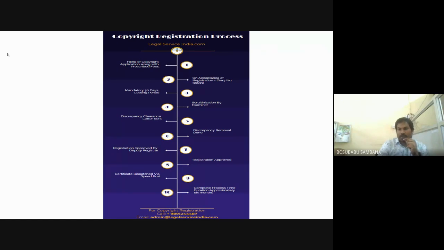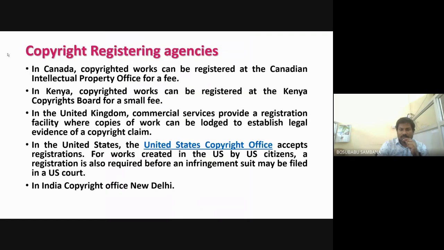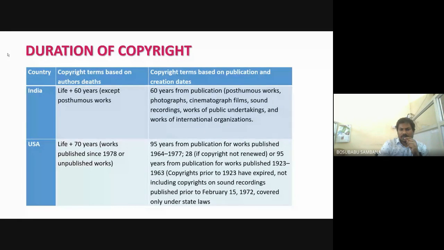But right now no speed post and no physical certificate is given; it is completely digital mode. The certificate is sent from the copyright office. Finally, the process is complete and your certificates are automatically saved along with the filing. There are also copyright registration agents. Canada, Kenya, and every country maintain a copyright office, and the US copyright office is also there. In India, the copyright office is in New Delhi.